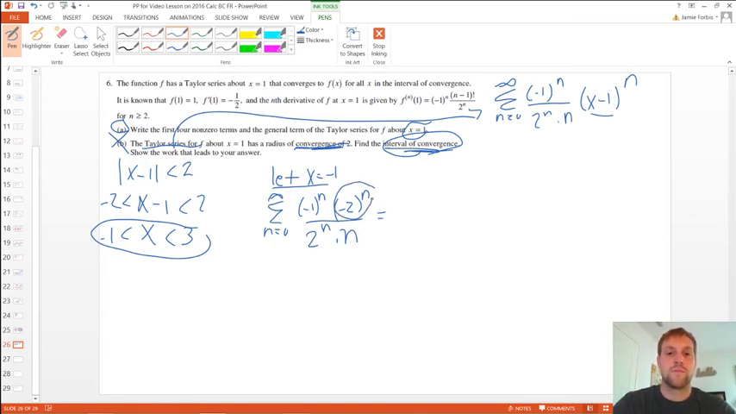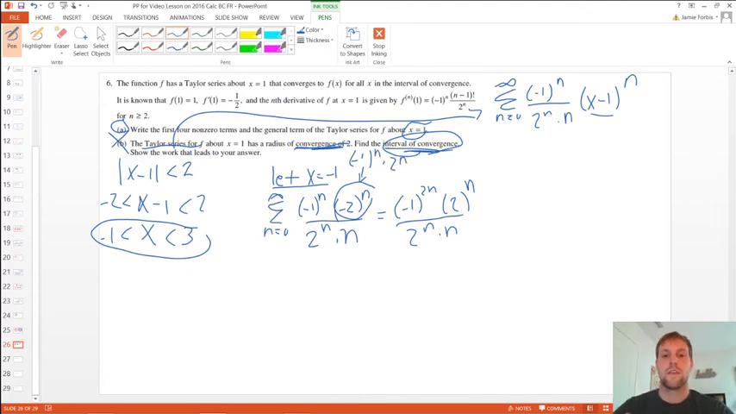So this will be negative 1 to the n times negative 1 to the n, which is negative 1 to the 2n, and I'm left with 2 to the n over 2 to the n times n. You see what I did there? I made this the same thing as negative 1 to the n times 2 to the n. And the negative 1 to the n and the negative 1 to the n become negative 1 to the 2n. Here's the interesting thing: negative 1 to the 2n is always raised to an even power. That's always going to make this positive 1, so that goes away. And the 2 to the n's go away.